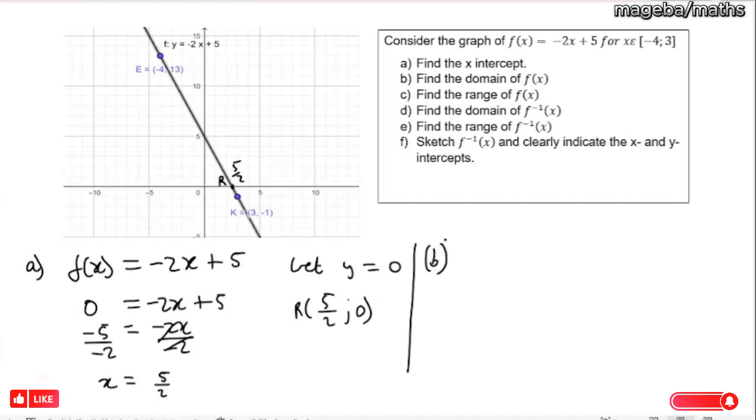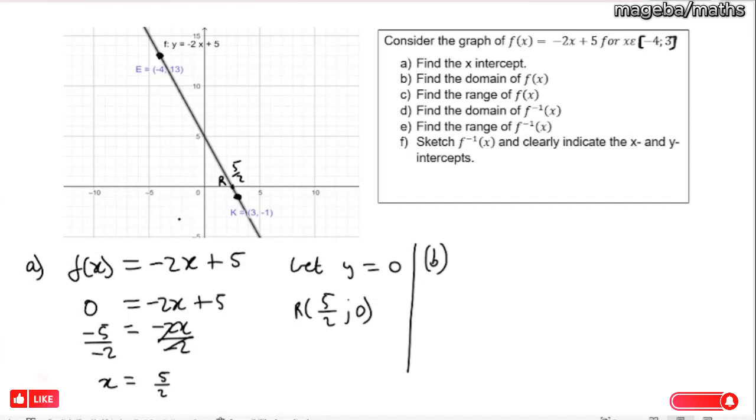On B, they are telling us to find the domain. Now the domain of this graph, remember they've told us that x is an element of these big brackets here, meaning our graph starts here and ends here. As much as you see the line continuing on that side, from this restriction they've given us, our graph starts here and then ends here. That is the end point of this graph.